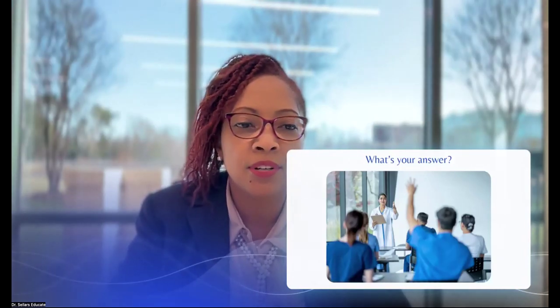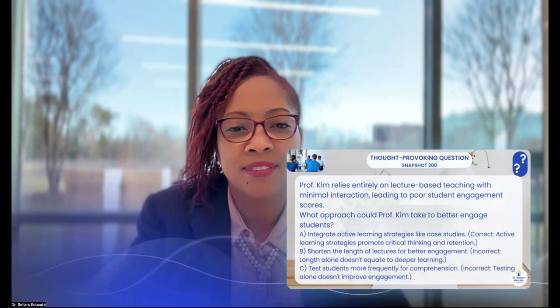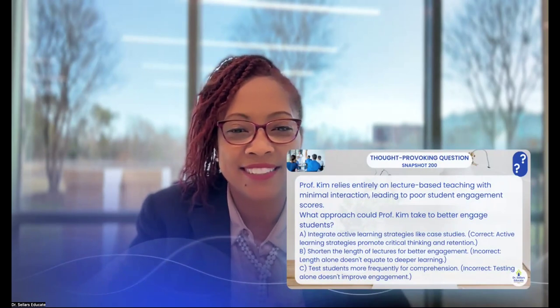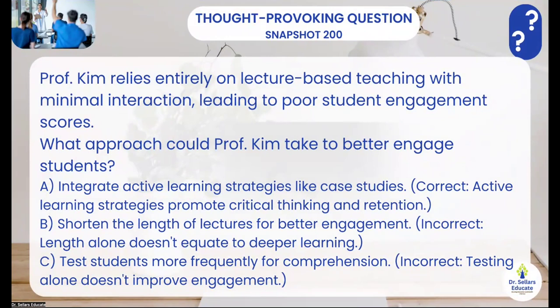Okay, so again, just to recap, you want to take a look at Chapter 16 as well as Chapter 6. These are going to be great resources in Billings and Halstead to help you stay focused as you move forward on your journey. All right, so what's your answer? So if you all chose option A, you are correct. Option A is the best answer because active learning strategies promote critical thinking and retention. It may have been a close second with B, but there's no evidence that says length alone equates to deeper learning, and also testing alone doesn't necessarily improve engagement, right?